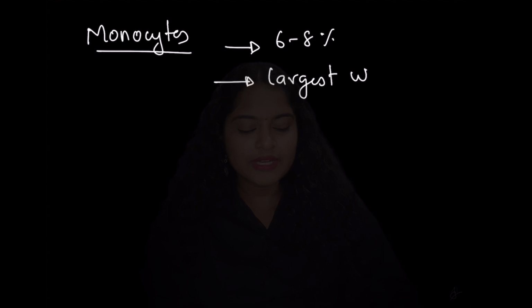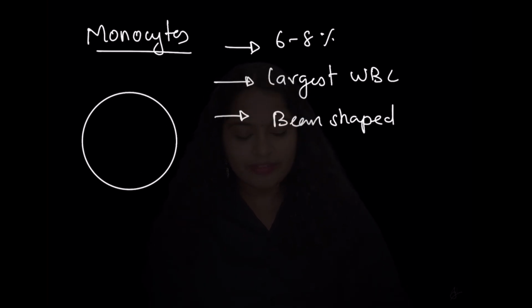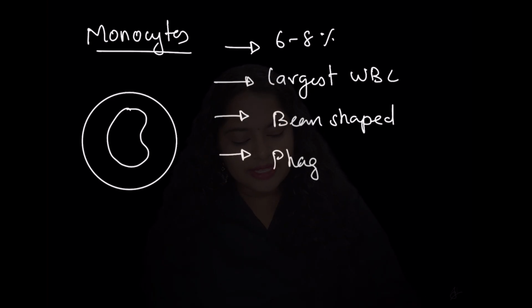And next we have the monocytes. Monocytes constitute 6 to 8% of the total WBCs. These are the largest WBCs present, and their nucleus is bean-shaped. Monocytes are agranulocytes, so they don't have granules and they have a bean-shaped nucleus. They are also phagocytic cells.